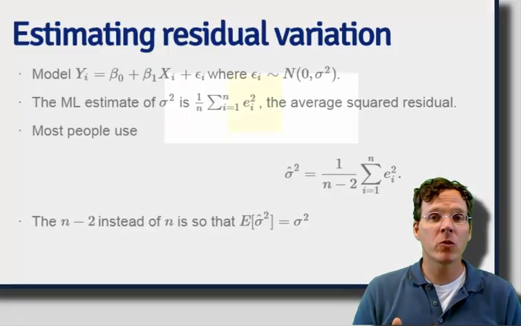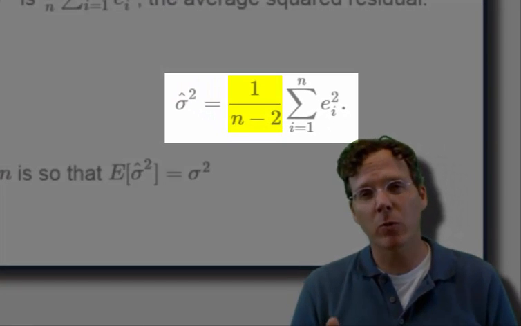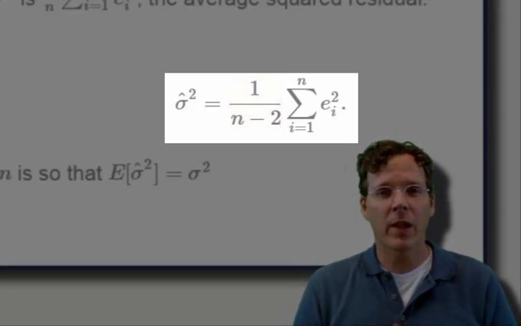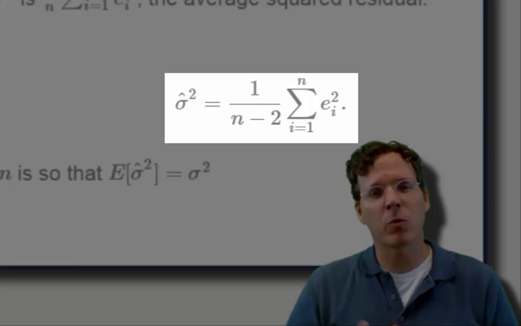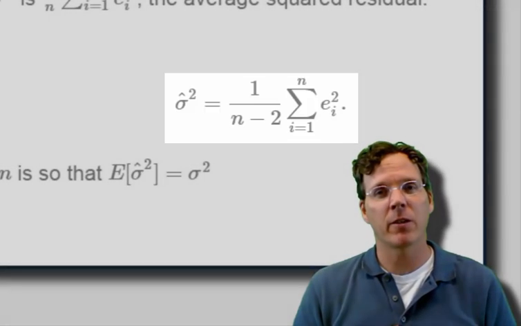Now most people use n minus 2 instead of n, so it's not quite the average squared residual. And for large n, the difference between 1 over n minus 2 and 1 over n is irrelevant, but for small n, it can make a difference.